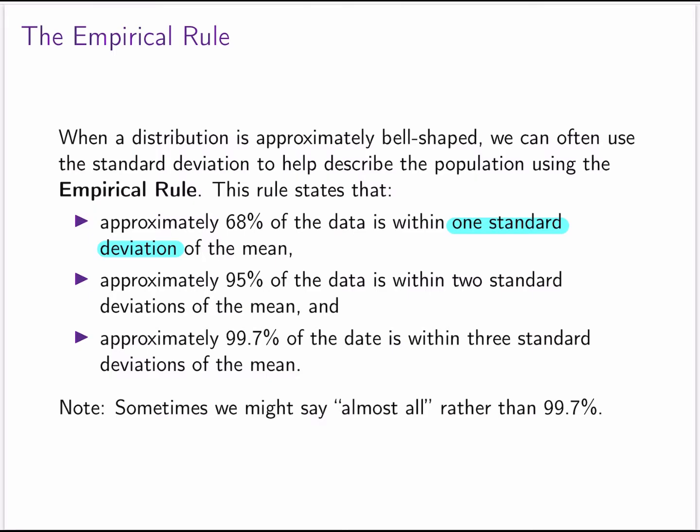Approximately 95% of the data is within two standard deviations of the mean. And 99.7% of the data is within three standard deviations of the mean. So what we're doing is counting how many standard deviations away we are from the mean, and that lets us give an approximation for the amount of data found in that region. One thing to note is sometimes we say almost all of the data rather than 99.7%.